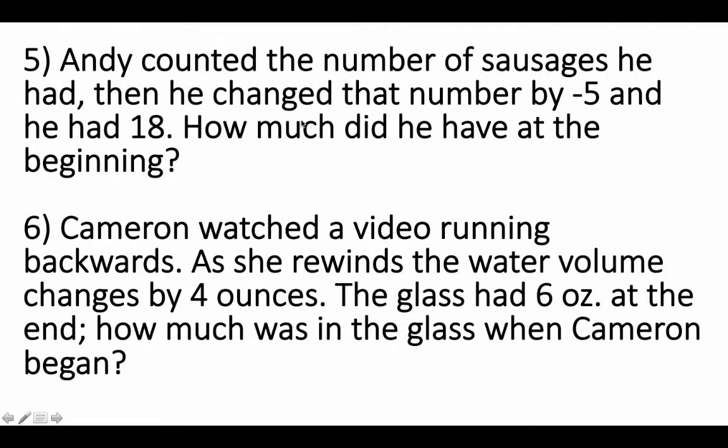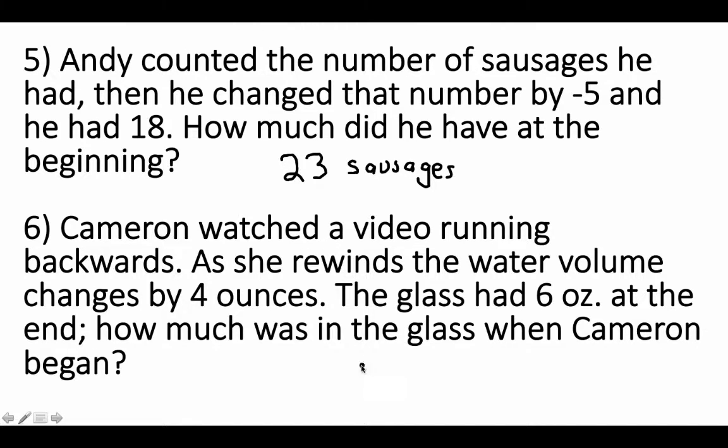Our last set. So for these two examples, I gave you some time to think about them, and then we went over the answers. If Andy counted the number of sausages he had, then he changed that number by negative 5 and 18, how much did he have at the beginning? Well, he lost 5, or perhaps ate 5, and that's when he had 18, so he must have had 23 sausages at the very beginning.